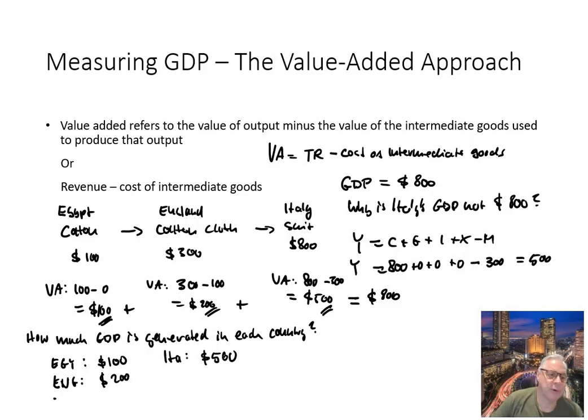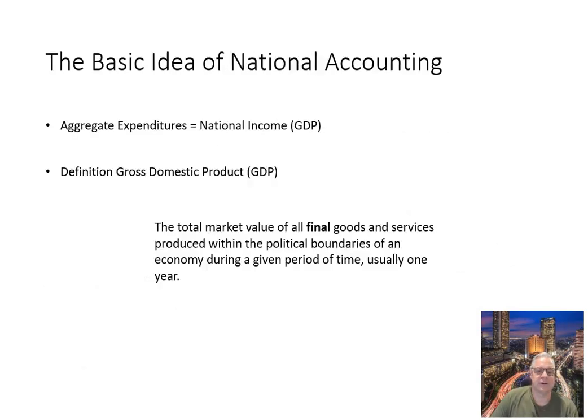So earlier, when we had the definition that GDP is the total market value of all final goods and services produced within the political boundaries of an economy during a given period of time, well, that technically only holds for a closed economy assumption.